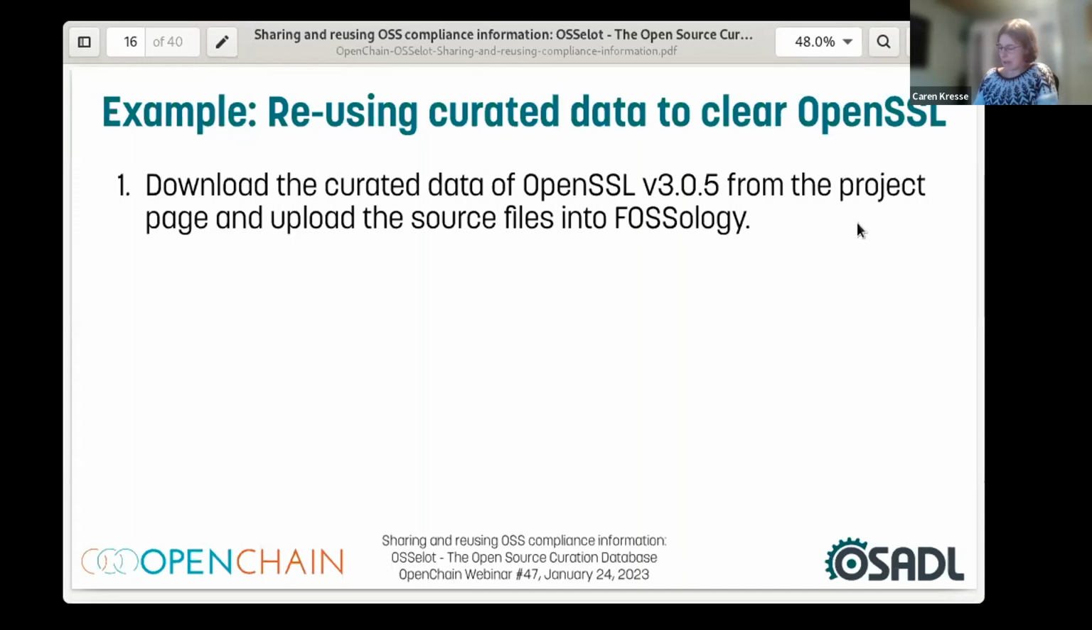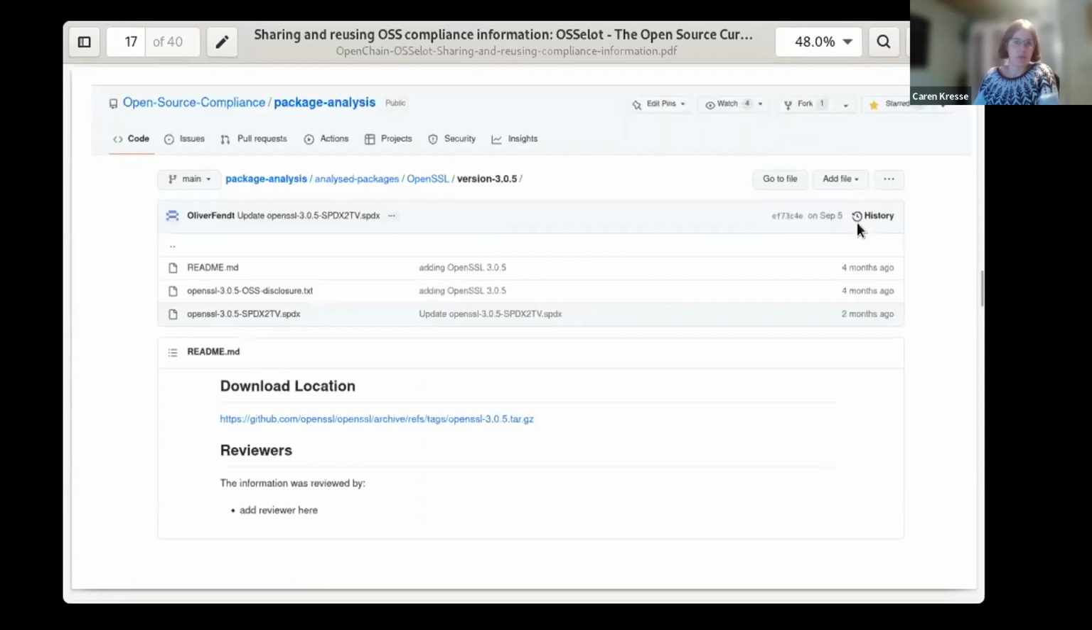First of all, you download the curated data of OpenSSL from the project page and upload the source files into FOSSology. So this is the project page here. The GitHub repo, you see we're in OpenSSL version 3.0.5. You find here the README, you find some information on the README. By now there's also a package URL given in the README. Then you'll find the OSS disclosure text file here that you can reuse if you're just using the package unmodified in exactly that version. And you'll find the SPDX tag value file.